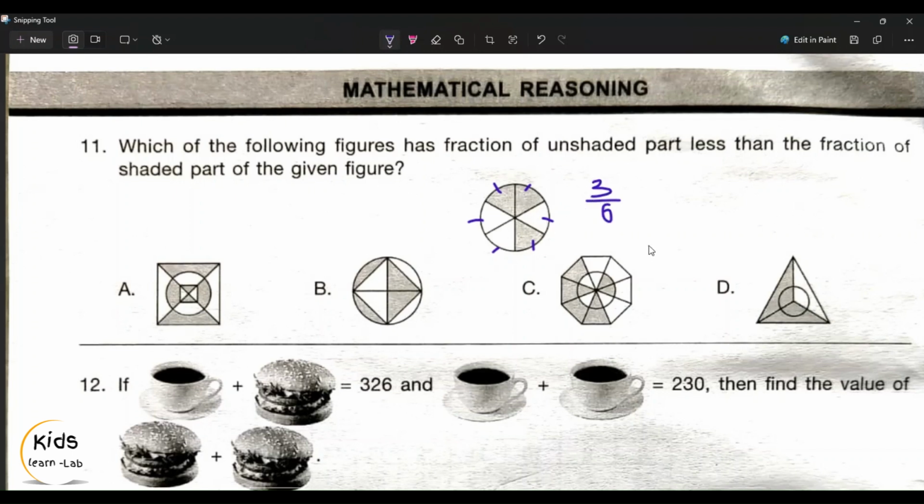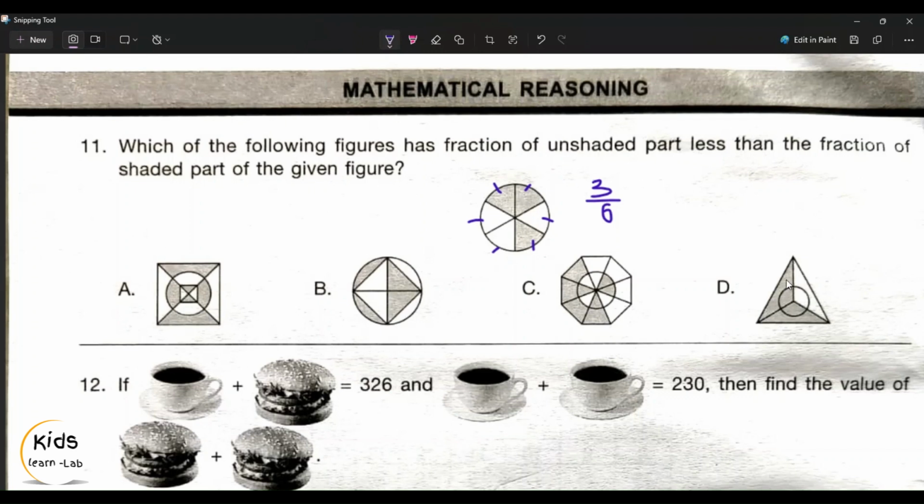This is the fraction. So we have to select the option which is having the fraction less than this. So this figure is having more than 6 parts. So this could not be the answer. This is also having 1, 2, 3, 4, 5, 6, 7, 8 parts, more than this. So this could not be the answer. C also having more than 6 parts.